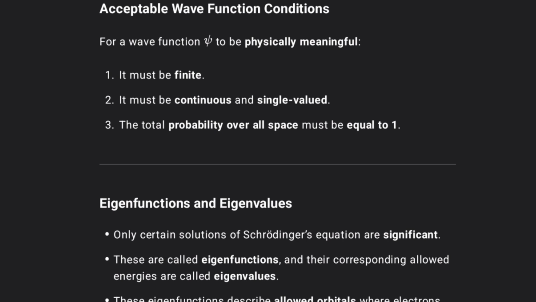Eigenfunctions and eigenvalues. Only certain solutions of Schrödinger's equation are significant. These are called eigenfunctions, and their corresponding allowed energies are called eigenvalues. These eigenfunctions describe allowed orbitals where electrons can be found.